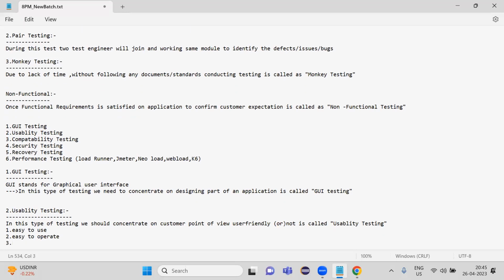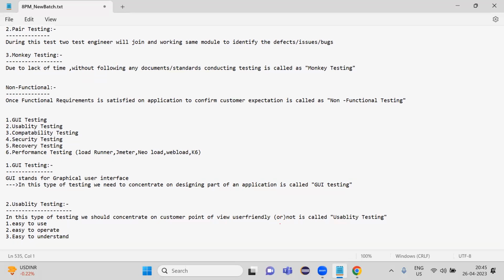And the third one is easy to understand. What are the different things, guys? Easy to use, easy to operate, easy to understand. Okay, these things have to be satisfied. Clear.